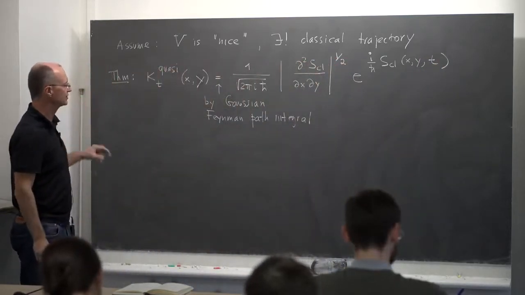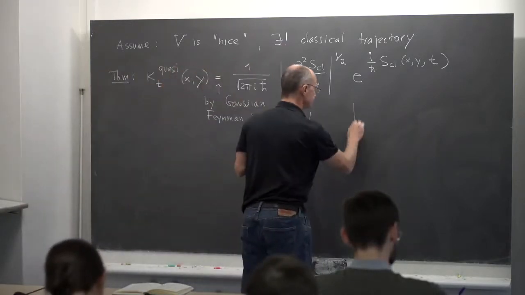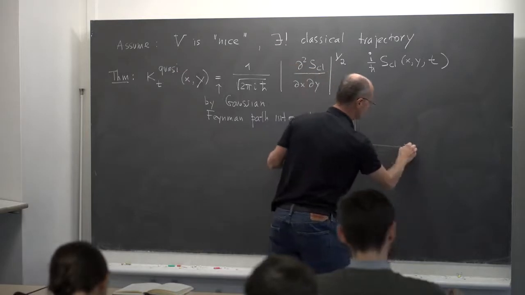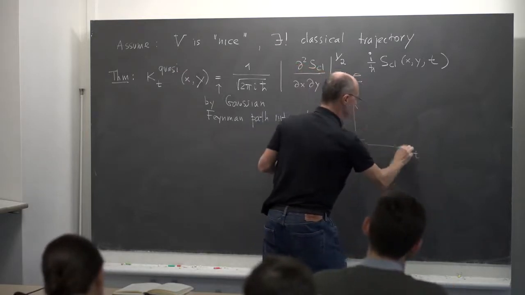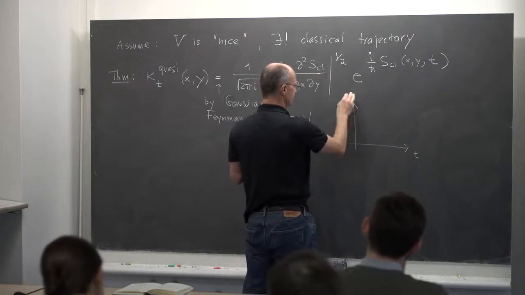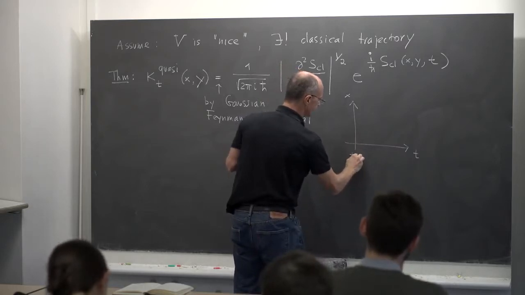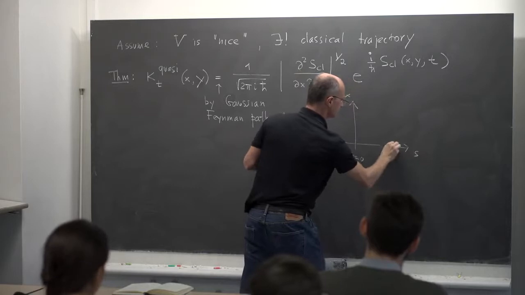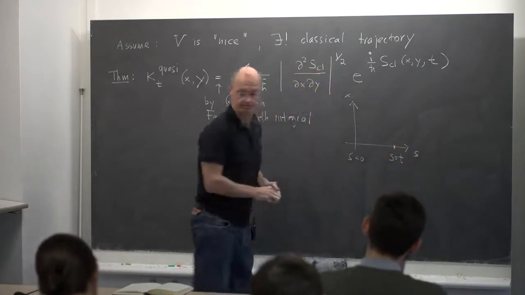So you see what happens here. We assume that there is a unique classical trajectory. Let's imagine that this is t. This is our space coordinate. So here there is t or maybe s. So s equals 0 and s equals t.